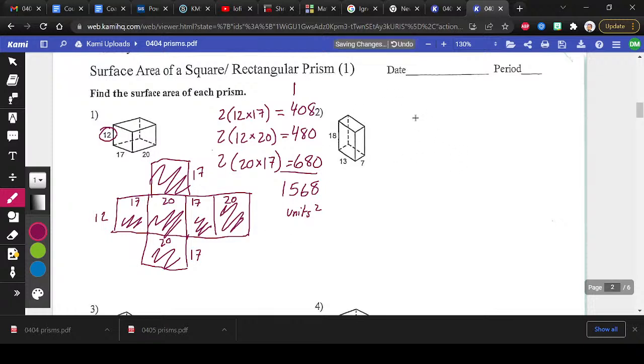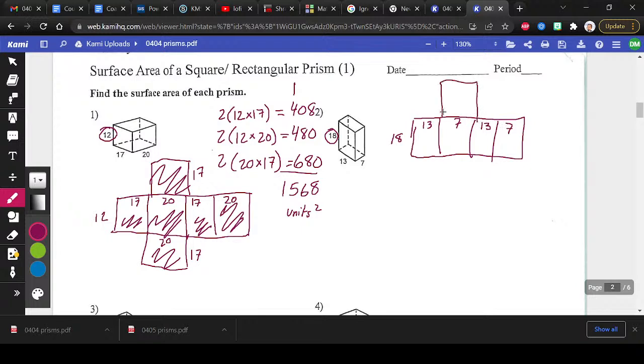Next one. So again, we draw out the same picture. This time the height is 18. So we're going to go 18 right here. And then we go 13 here, 7 here, 13 here, 7 here. And then we put a top on it. Our top will be 7 by 13. And our bottom then will also be 7 by 13.